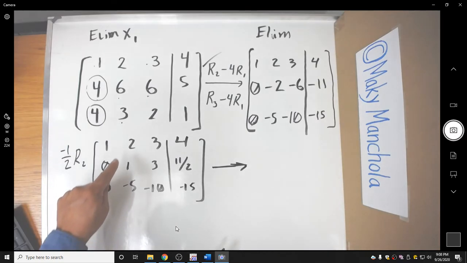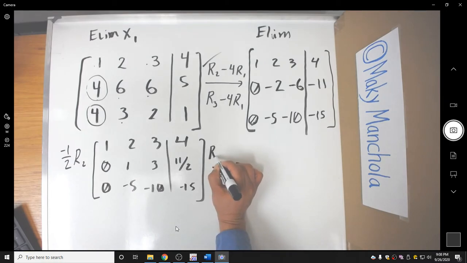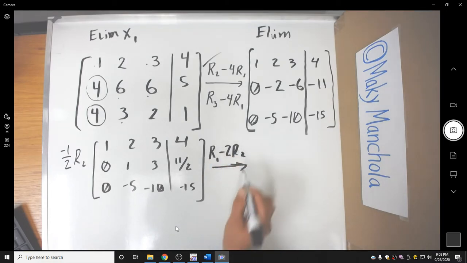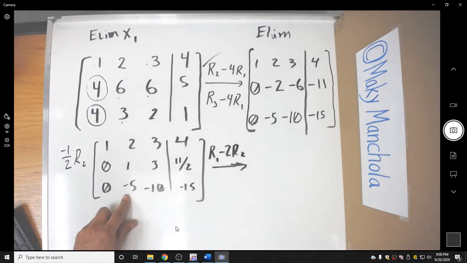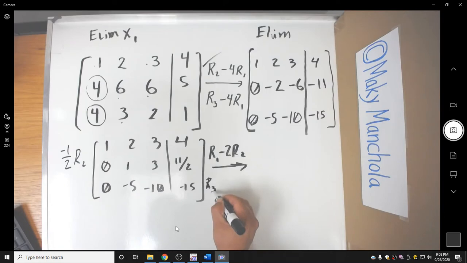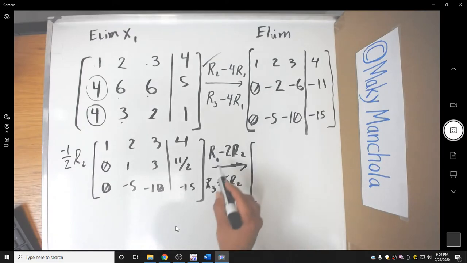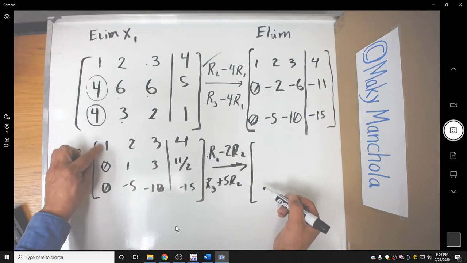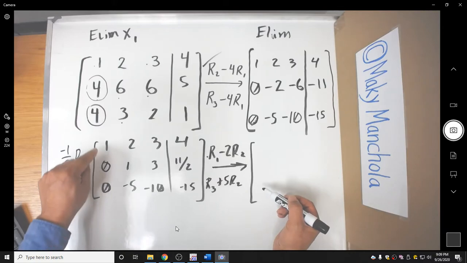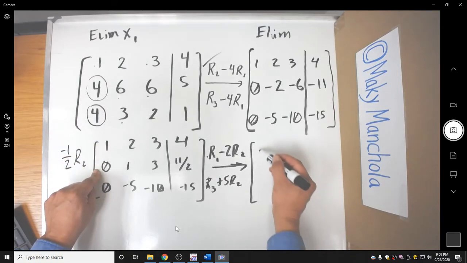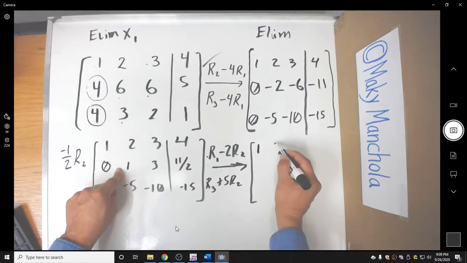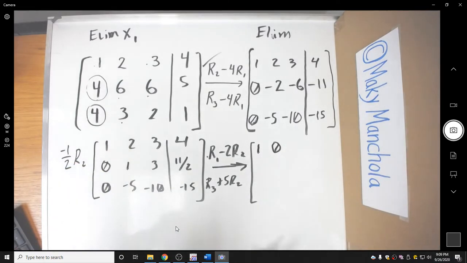Okay, so to get rid of that 2, I'd say row 1 minus 2 row 2. And to get rid of the 5 below, it's row 3 plus 5 row 2. Okay, so let's work with this first. So row 1 minus 2 row 2. So 1 minus 2 times 0 is just 1. 2 minus 2 is 0. That was the goal.